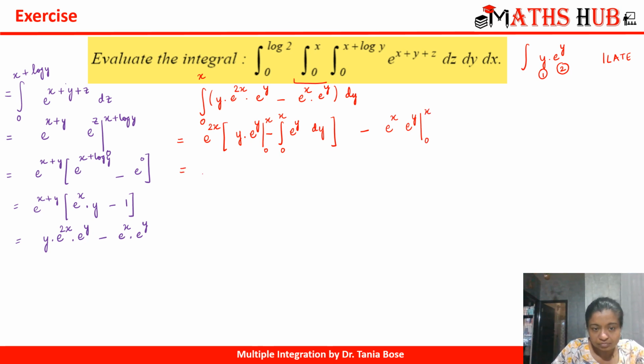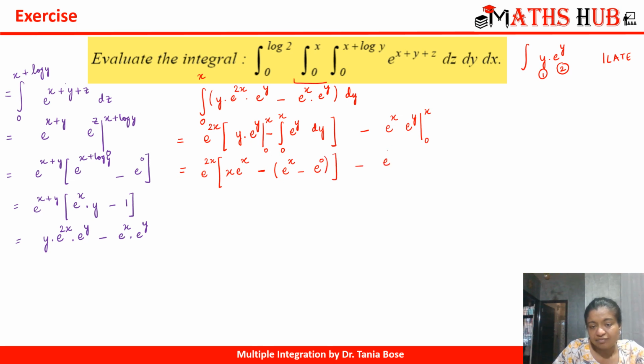Now here e to the power 2x is common. Now I have to put the limits of y as x. So it is x e to the power x, and when I place 0, it will become 0. Minus. Now what is integration of e to the power y? It is e to the power y. And when I put the limits 0 and x, I will get e to the power x minus e to the power 0.